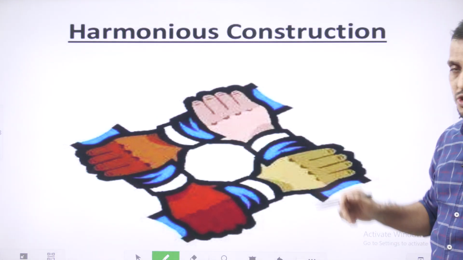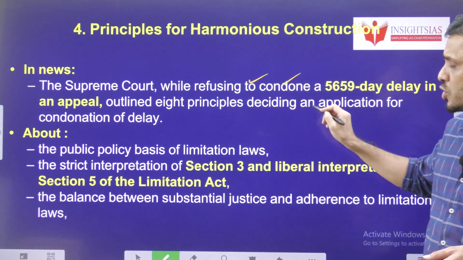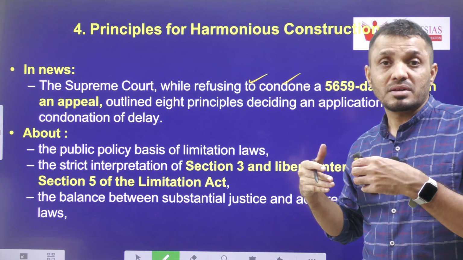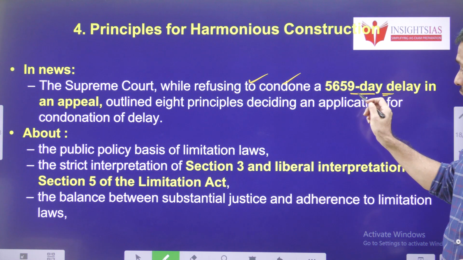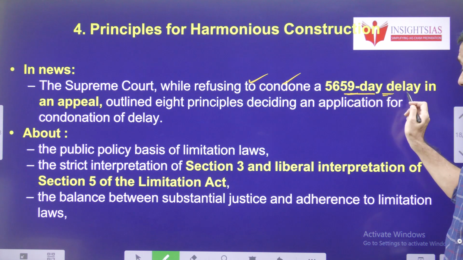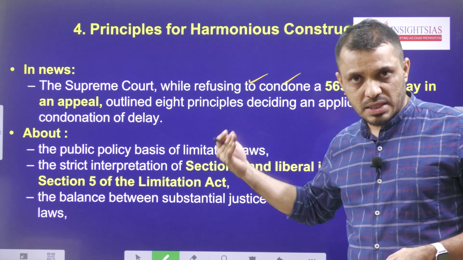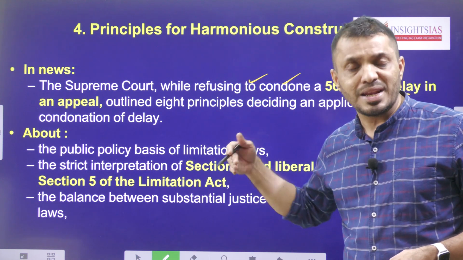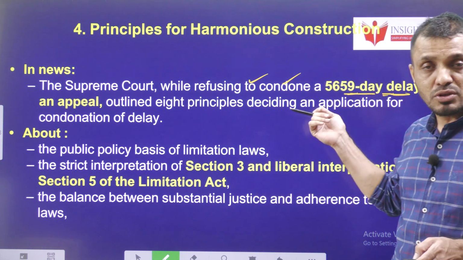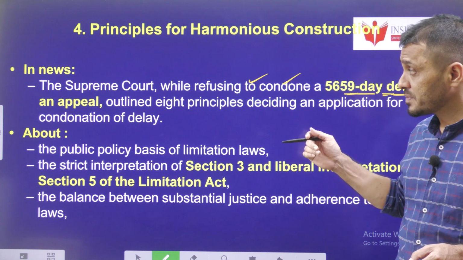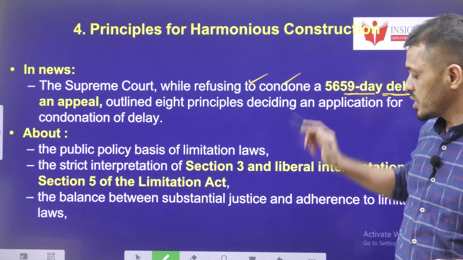Next, harmonious construction. This is the fourth one. The Supreme Court, while refusing to condone a delay of almost 5,659 days in an appeal, criticized the delay. Normally, if you think you did not get fair justice in the lower court, you will appeal immediately or within a certain time limit. Here a delay of 5,659 days happened. While giving the judgment in this case, the Supreme Court used the principle of harmonious construction.